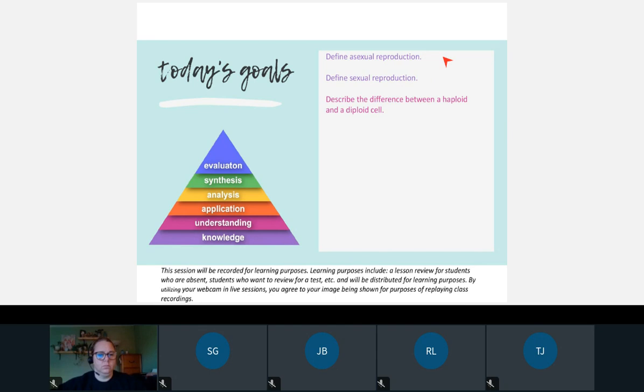Awesome. Can I have someone read today's objectives? Who wants to do that today? Is JB here? Kaden, Alex? I'm here, guys. All right, Mike, go ahead. Define asexual reproduction and sexual reproduction, and then describe the difference between a haploid and a diploid.